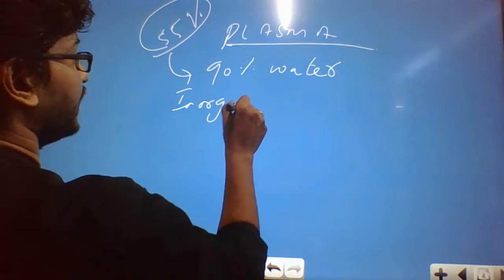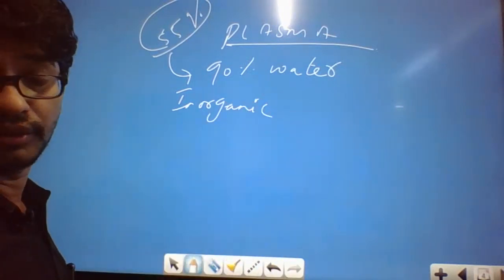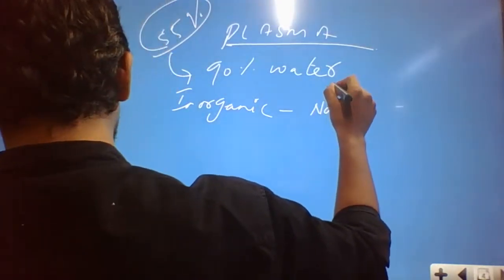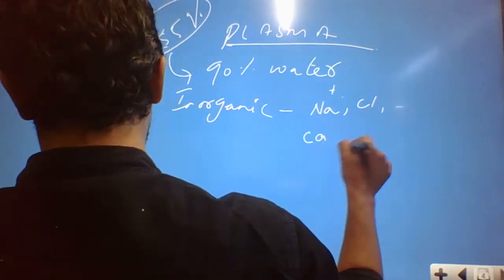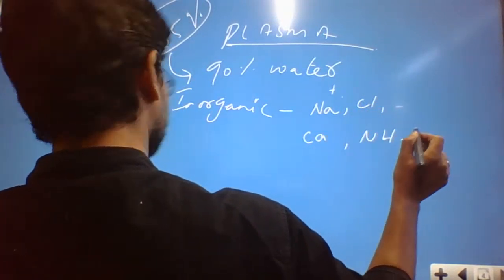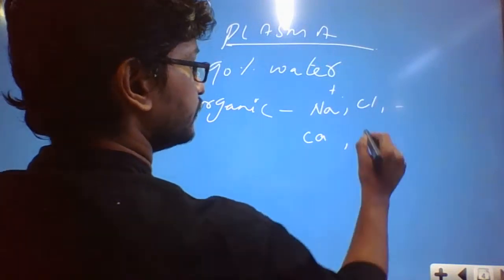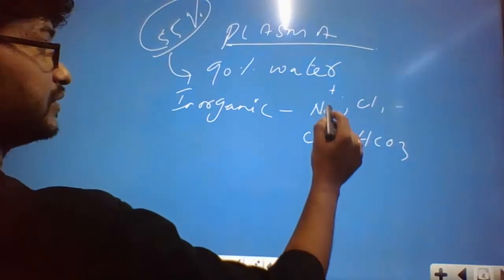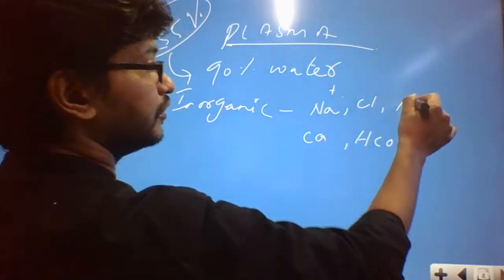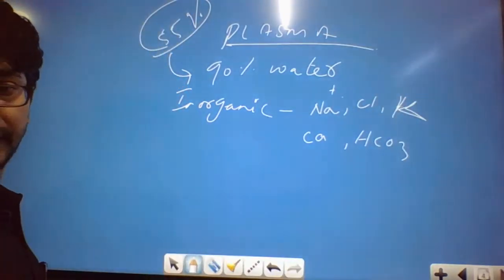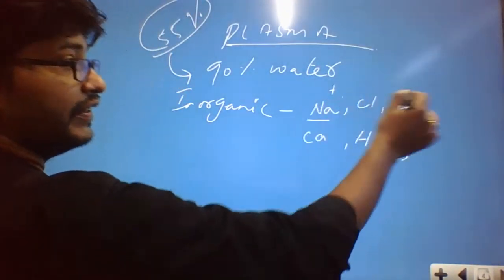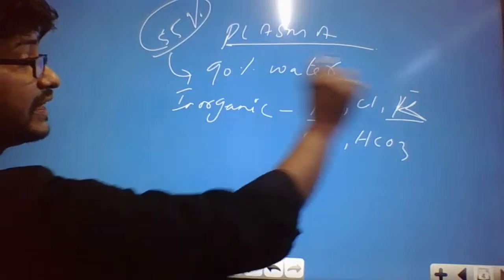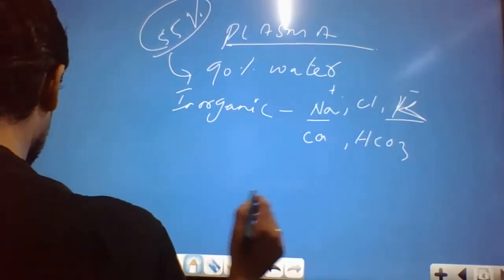it consists of inorganic components. Someone has already asked a question: are inorganic components there in plasma? Of course, inorganic components are there. It consists of sodium, chloride, calcium, and also bicarbonate ions. These are actually inorganic components which are present in the plasma. So sodium, you could see even potassium. I have already said that sodium and potassium are maintaining the osmotic balance along with chloride, calcium and bicarbonate ions. These are some of the inorganic components present in the plasma.